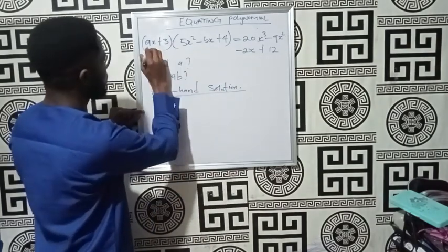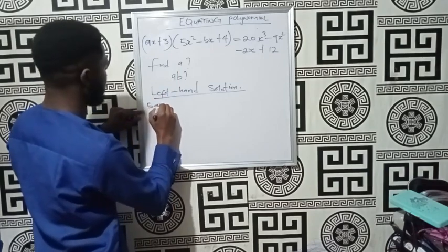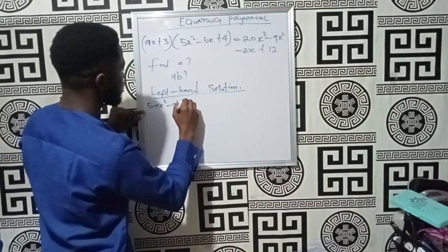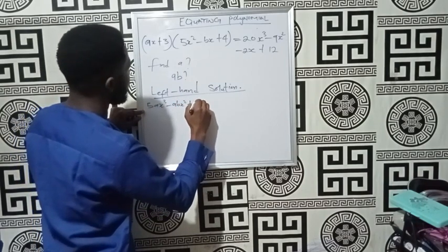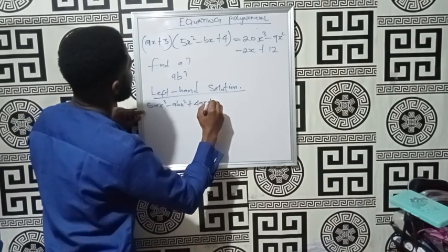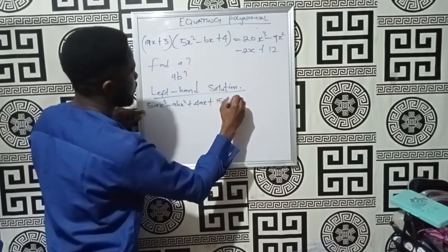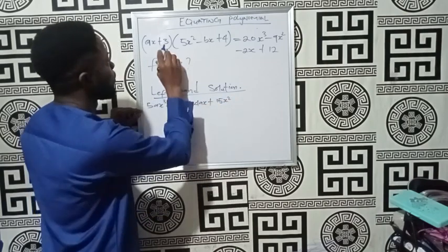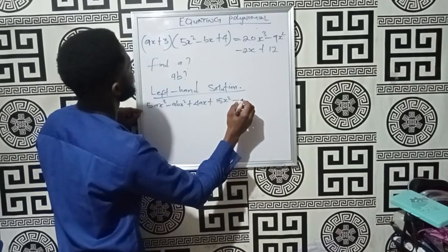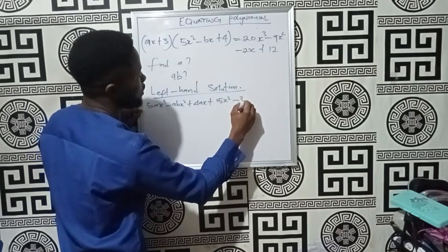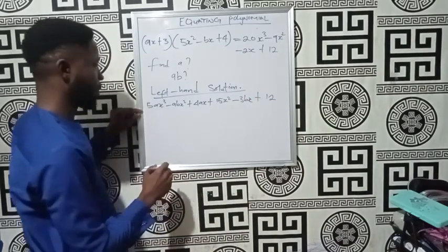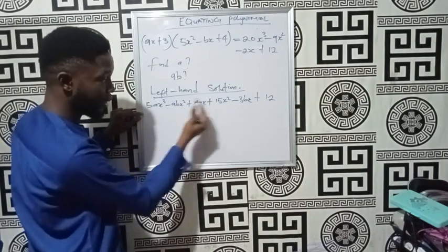We have ax, so when we multiply we have 5ax cubed minus abx squared plus 4ax plus 15x squared. I hope you are following me. Minus 3 times this, it will be minus 3bx plus 12. So we'll now try to collect like terms.